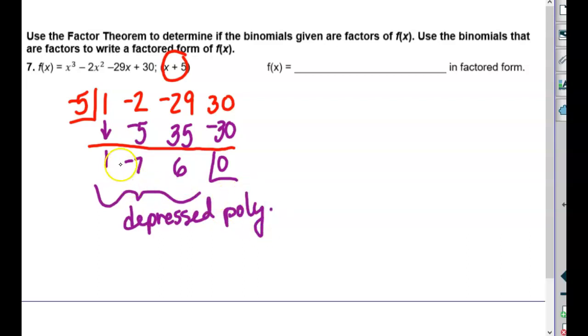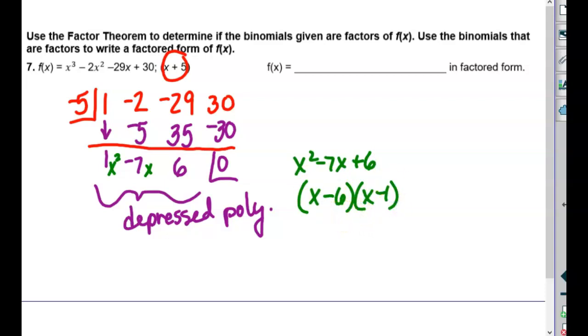And as long as the depressed polynomial is down to a quadratic, we're pretty good at factoring them. This is a 6, a -7x, and an x squared. So we have an x squared -7x and a +6. x -6 and x -1 would give us a -6x and a -1x, which would give us a -7 in the middle. So what am I going to write for completely factored form for the original polynomial?